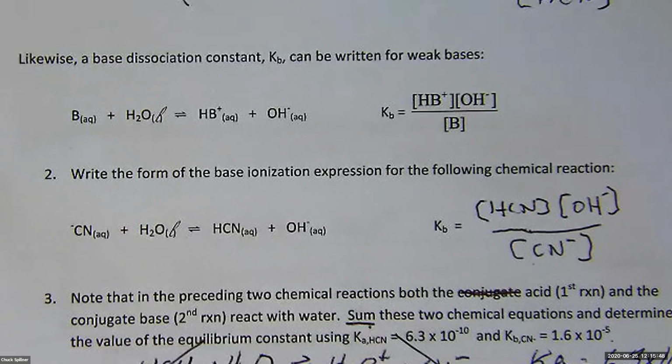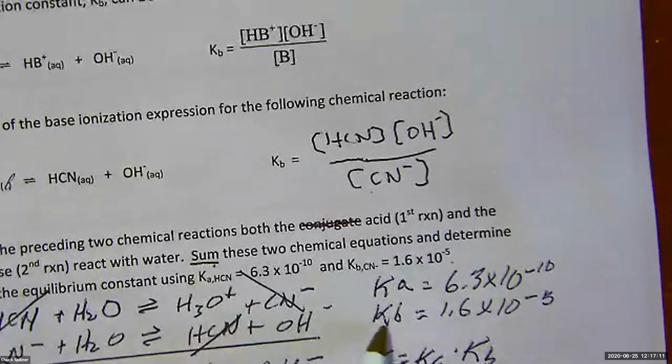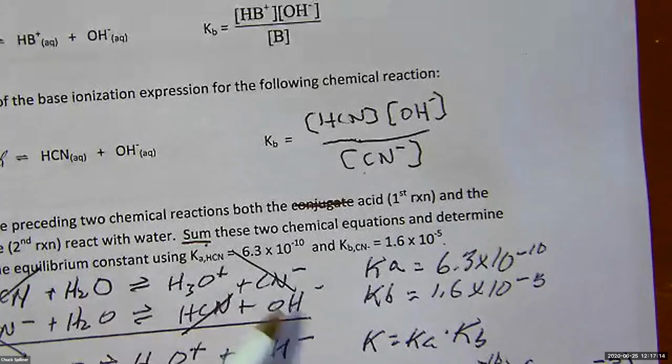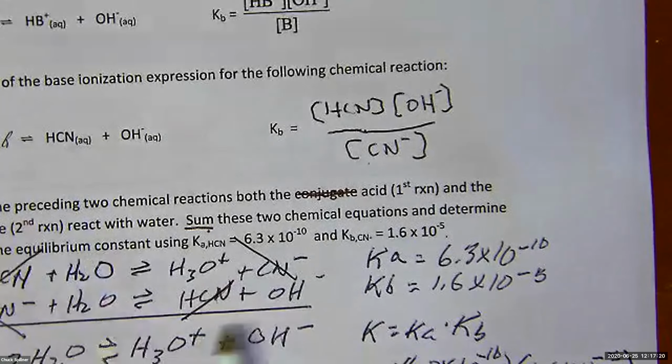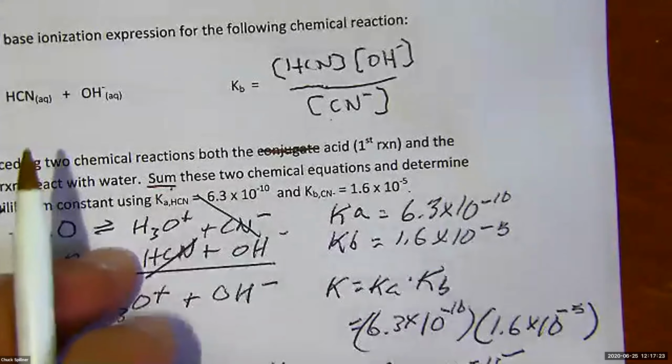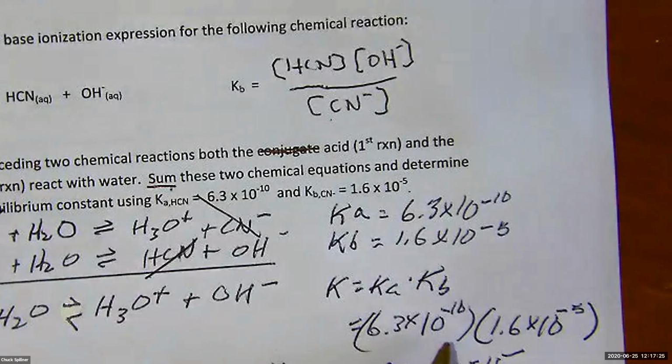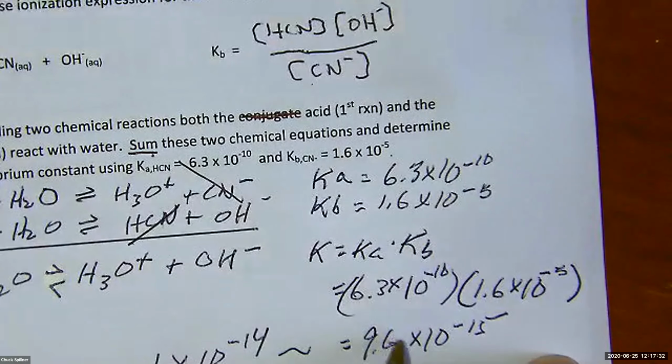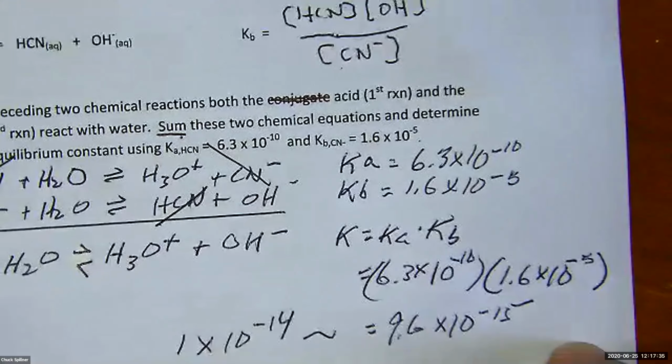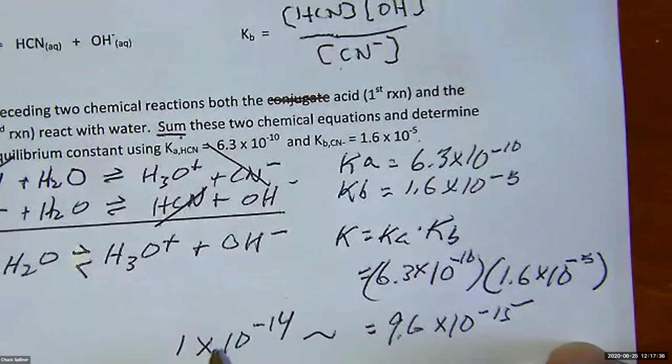Well, let's see what happens here. So our Ka is 6.3 times 10 to the minus 10th. And our Kb is 1.6 times 10 to the minus 5, right here. So we're going to multiply them together. We're going to get a combined K. K is equal to Ka times Kb when we add the two reactions. So we're going to have 6.3 times 10 to the minus 10 times 1.6 times 10 to the minus 5. When we do that, we get 9.6 times 10 to the minus 15. Well, that's pretty close to 1 times 10 to the minus 14.